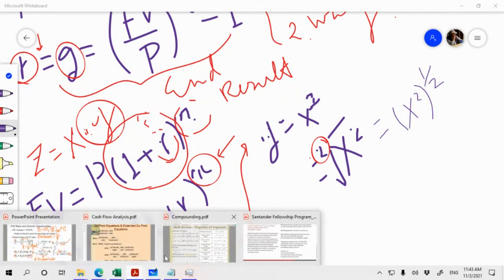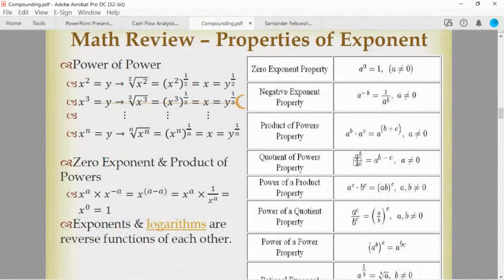Now, back to the basic properties of power. First of all, everyone understands that anything raised to 0 is 1. And I'm going to give you an example later. Anything raised to 0 is 1. And the negative exponent, you should know, it's a reciprocal, right? A raised to negative b is 1 over a to the b.